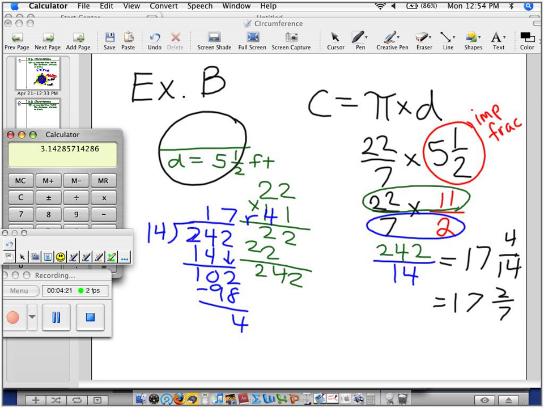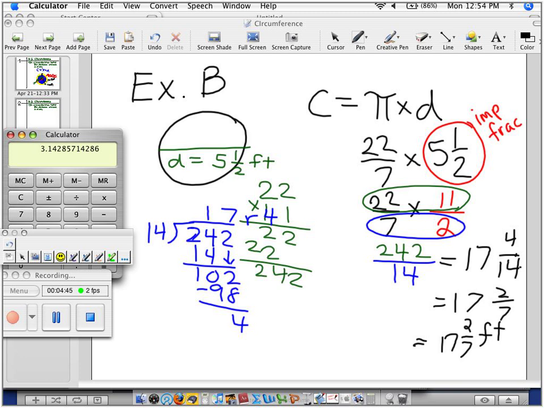This is the distance around that circle. By the way, it's feet. 17 and 2/7 feet. Not square feet. Square feet is for area, because we multiply feet times feet in area, but here we're not multiplying. Pi doesn't have a foot or inch or any sort of measurement attached to it.